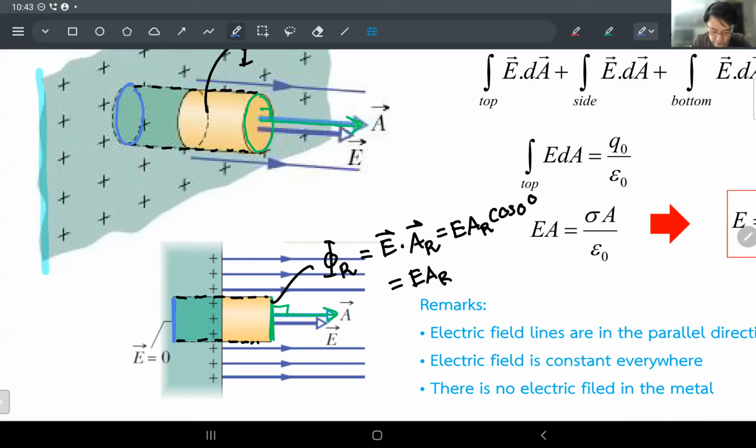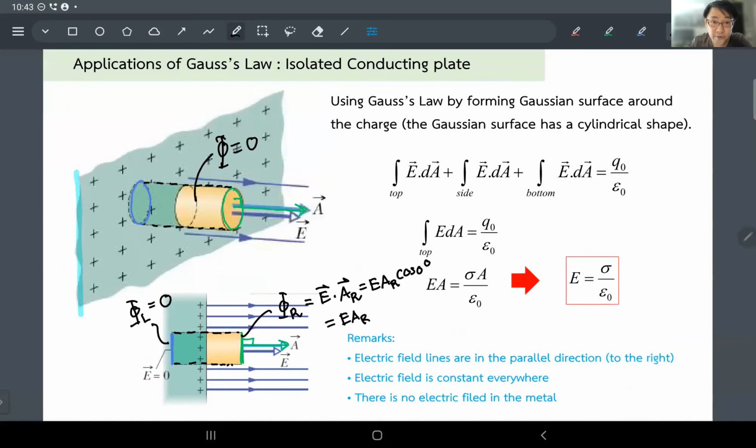Okay. What about the blue? On the blue, you don't even have to calculate it. You can call this the flux on the left. It's definitely 0 because we already concluded that there's no electric field inside. See? And that's it, guys. The net flux on this Gaussian surface that we built is just the sum of the fluxes.